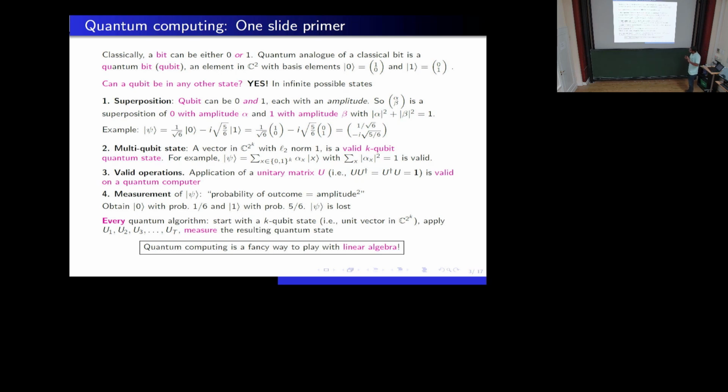Long story short, quantum computing is just a fancy way to play with linear algebra. You start with unit vectors, you apply unitary matrices that still give unit vectors, you just choose to measure, and that's it. There's nothing more to it. These are the basic concepts that you need for the rest of my talk.